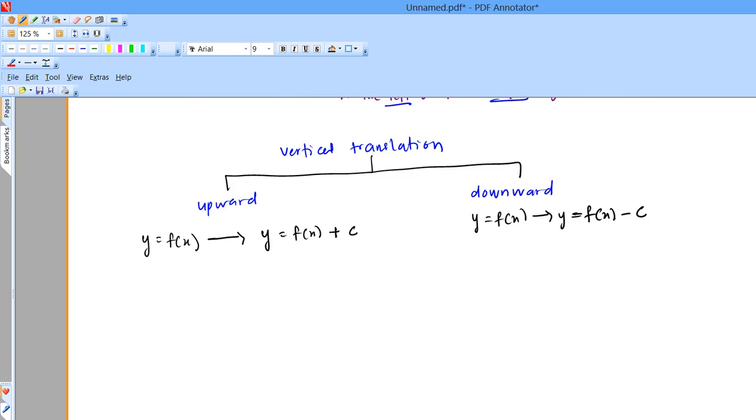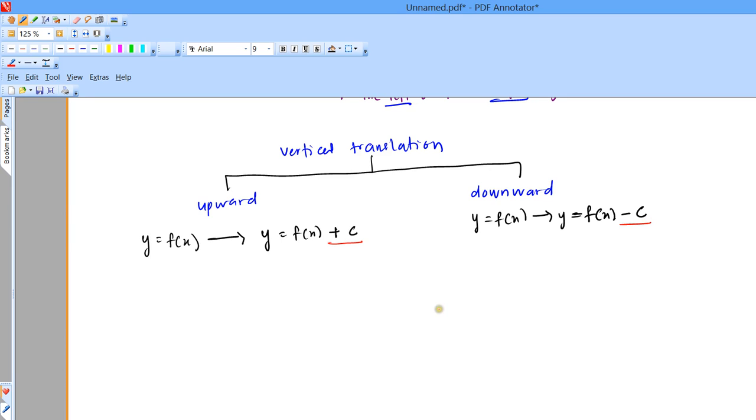So if the graph shifts upward, from the original graph y equal to f(x), we get the new function y equal to f(x) plus c. And then if the graph shifts vertically downward, from the original function y equal to f(x), we get the new function y equal to f(x) minus c. Okay, now I will show you how to sketch this graph.